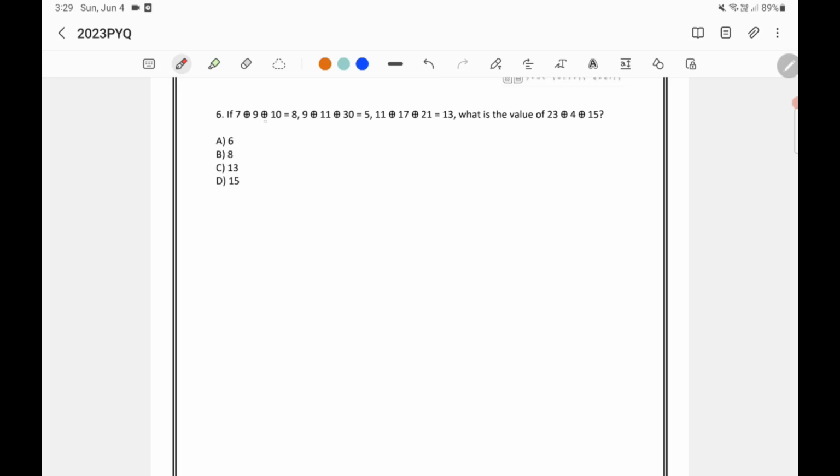Here 7 plus 9 plus 10 is equal to 8. 9 plus 11 plus 30 is equal to 5. So some things are given and they have asked the value of 23 plus 4 plus 15.